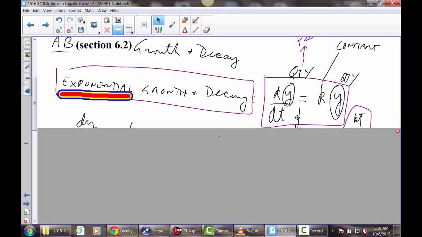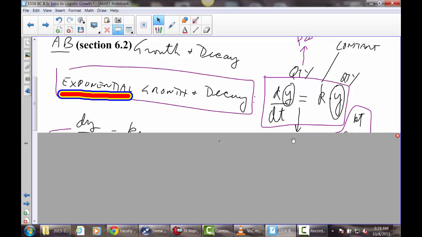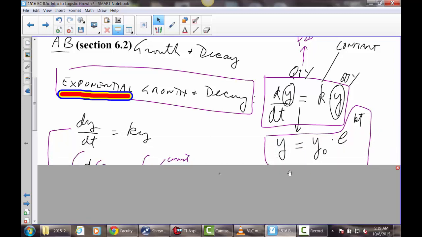Remember, the wording would say that the rate of change of the quantity, for example the population of a city, the rate at which the population is changing, is directly proportional to the population of the city. So that's dy/dt equals ky, and after the very long process of solving that differential equation, we ended up with y equals y0 times e to the kt. y0 is the initial amount you start off with, t is how much time has passed, k is a constant, and y is the final amount you have after that amount of time has passed.